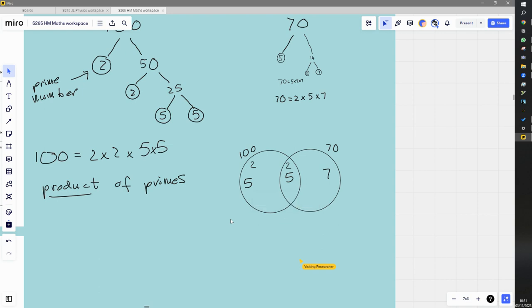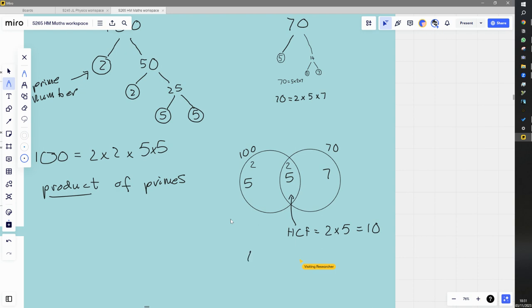To work out the highest common factor, it's the bit in the middle. So the bit in the middle is the highest common factor. So we go 2 times 5, which is 10. So the highest common factor of 100 and 70 is 10.